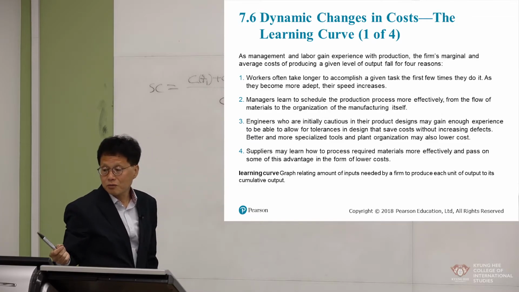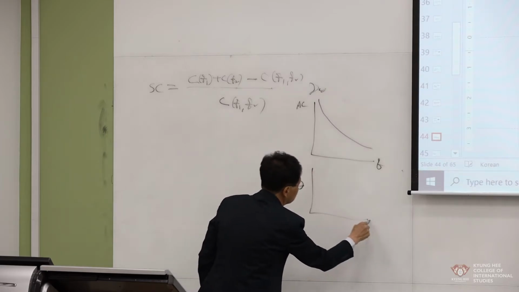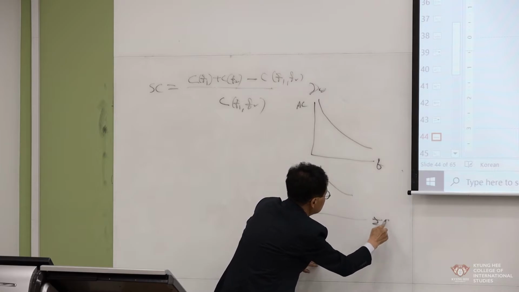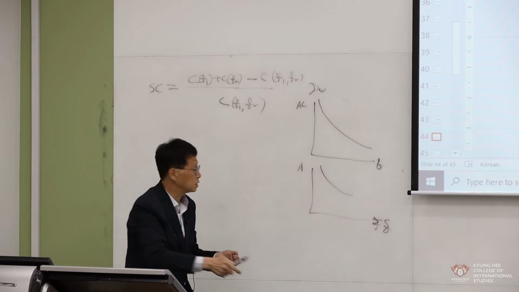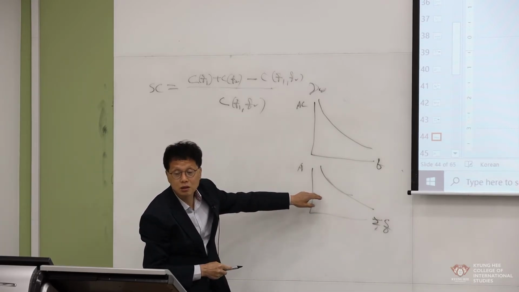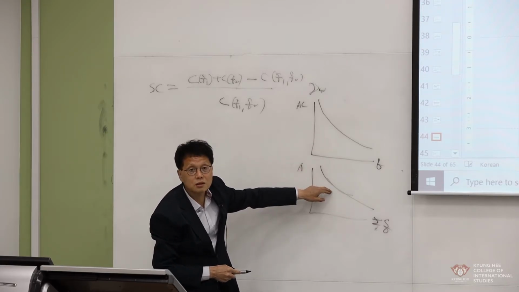And here, dynamic change, dynamics or learning curve is this kind of thing. Average cost decreases when sigma q, the accumulation of production, increases. Right? That is the dynamic curve, the learning curve. That is economies of scale. This is dynamics. Okay?